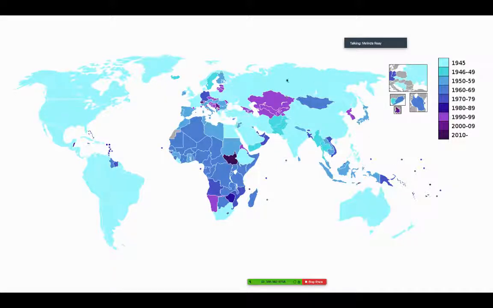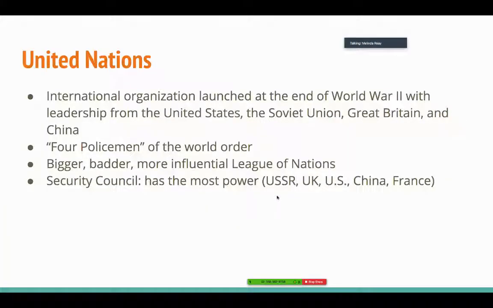So why is Russia there when we don't like Russia? If you actually look, there it is, down here at this U.S. Security Council. So these five nations are what are called the Security Council. Each of those nations had lost a lot in World War II, and because of that, they actually have the most power, China being probably the most surprising.